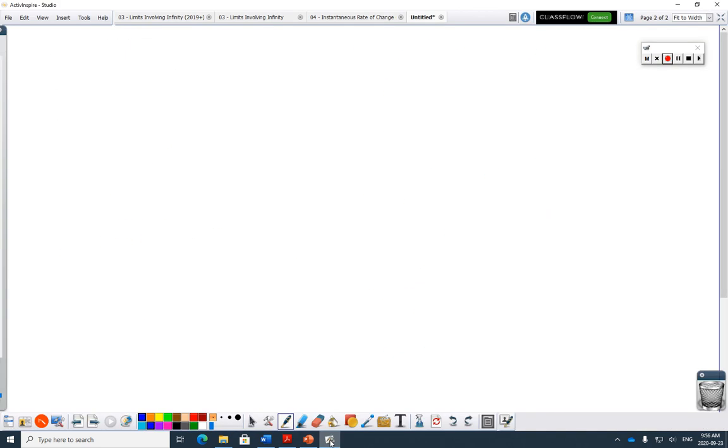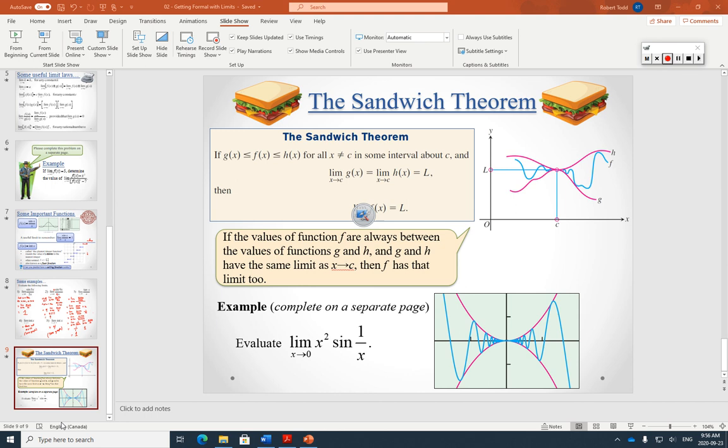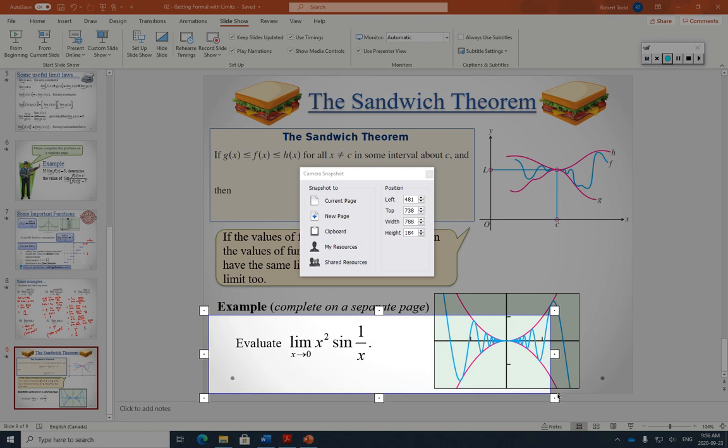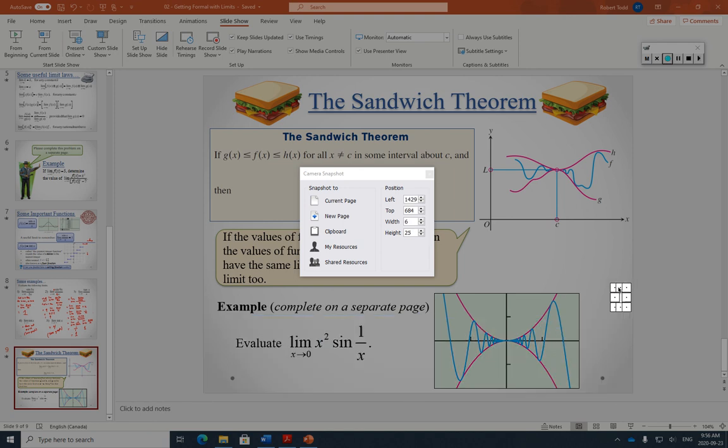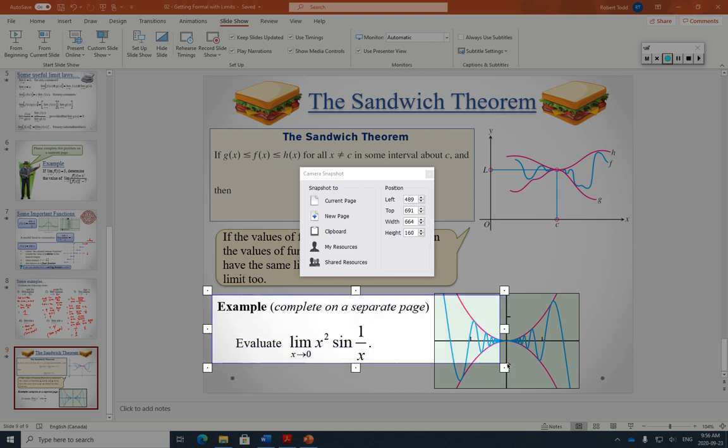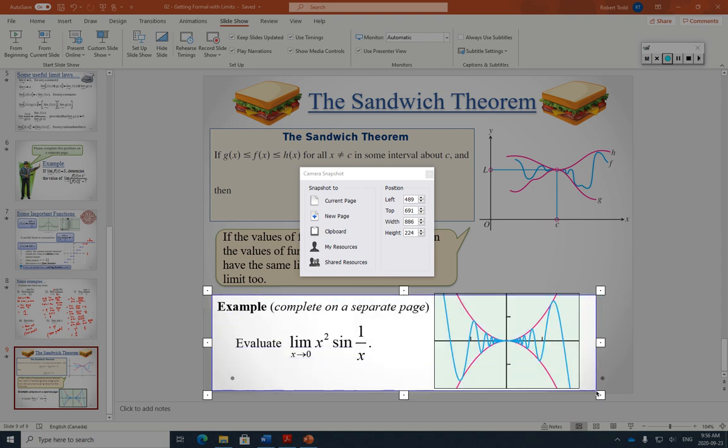New page. Take picture. Hey, don't be like that, silly rabbit.